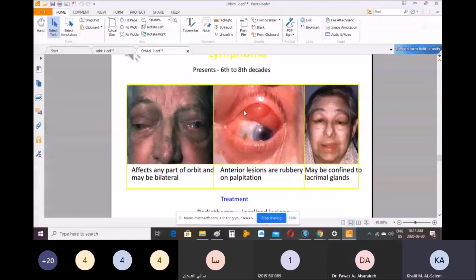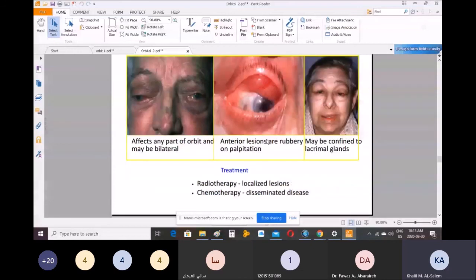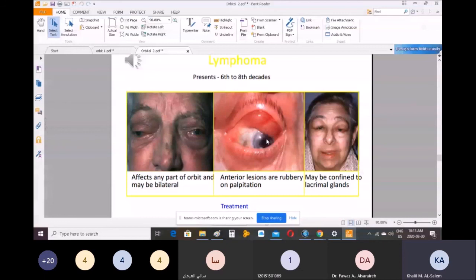So this is an MRI. Oh, I didn't show you the MRI. On MRI you will find that the tumor is eating most of the orbital structures, the muscles. You can't see any structures inside the MRI. Usually radiotherapy and chemotherapy are the treatment of choice. You need to distinguish that in the orbit we have Hodgkin or non-Hodgkin lymphoma. It's always non-Hodgkin, because we don't have lymph nodes inside the orbit. So it's a non-Hodgkin lymphoma.